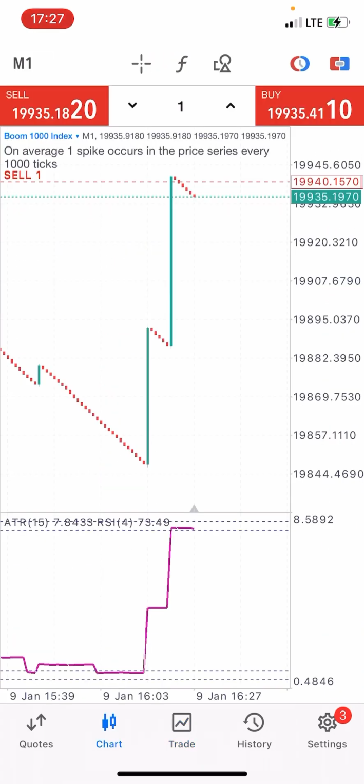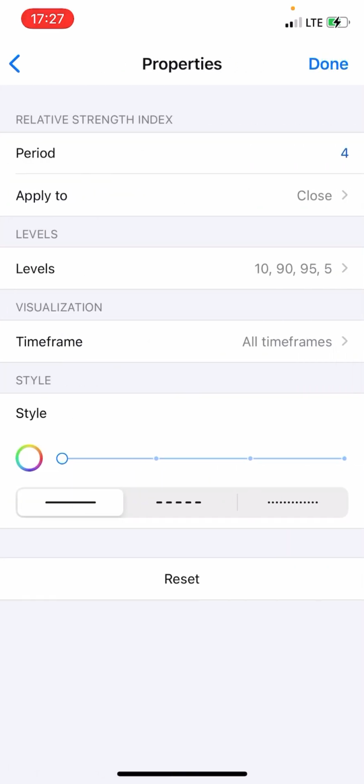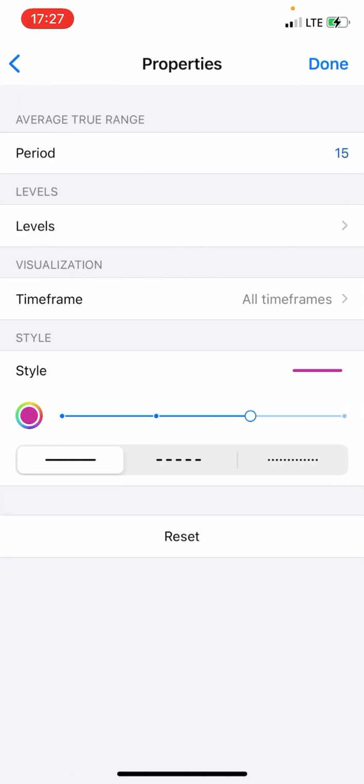If you want to learn more about this, and you want to use it, make sure you follow the settings that I gave to you. RSI, the levels 10, 90, 95, and 5, and the period is 4. You apply to close. Don't forget to apply to close. Then on the ATR, just the period, which is 15.